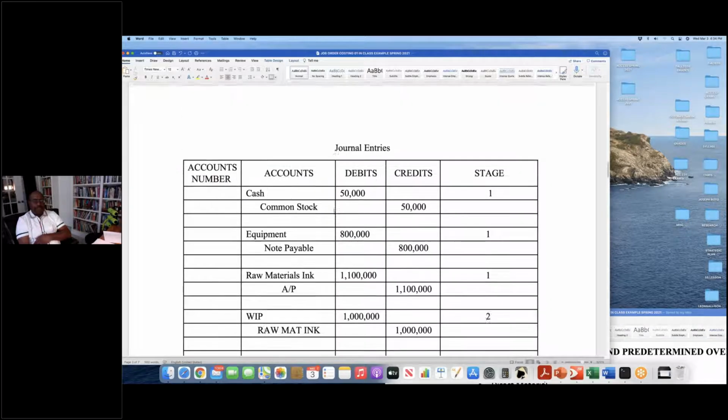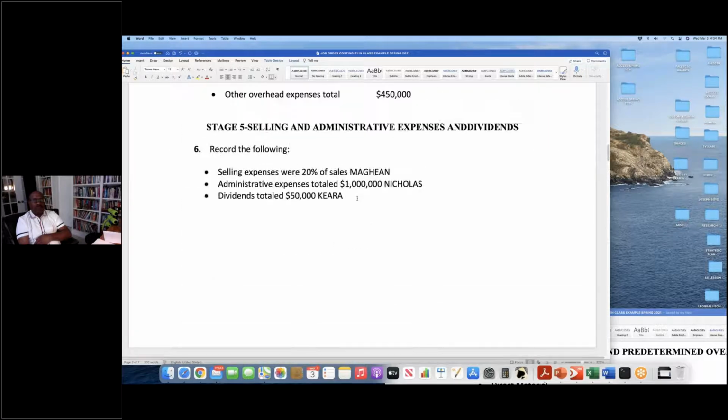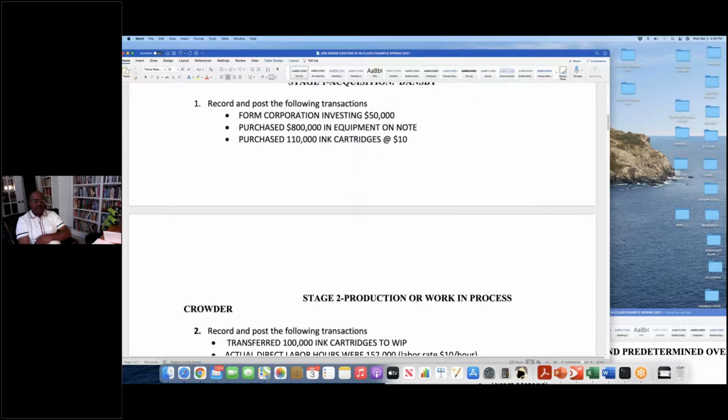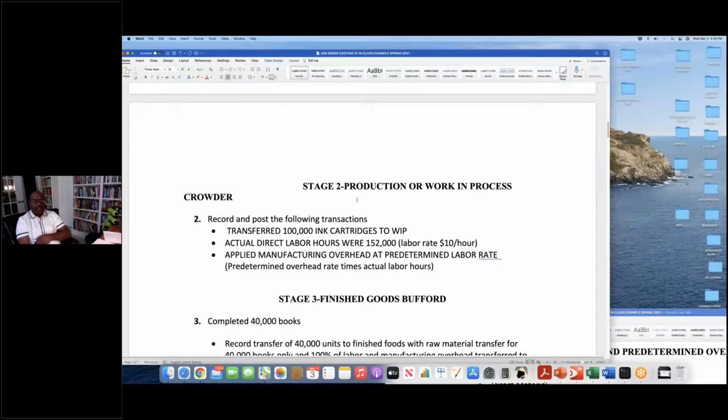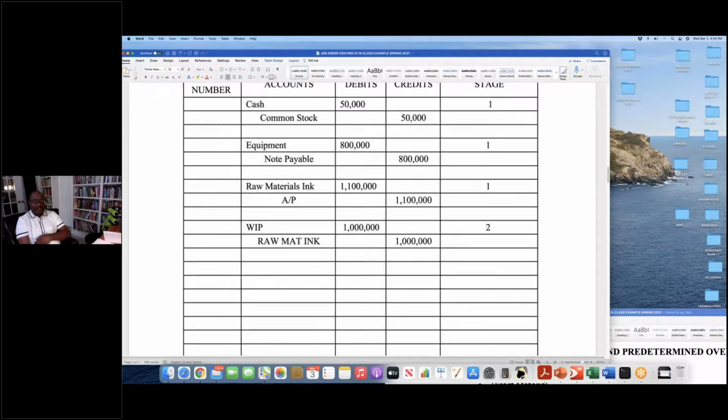Okay. Then the labor we said was how much? In total, wouldn't it be 1,520,000? Because you've got to multiply the per hour times the amount of people, right? Let me see. Yeah, 152,000. The labor rate was $10 an hour. So that should be 1,520,000. That's correct.